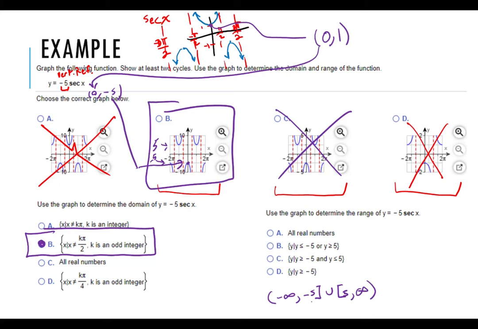Well, this piece right here is really the y values are less than or equal to negative 5, remember, because bracket is equality, and really union is or, and then this one says y values bigger than or equal to 5. And so that's our answer.